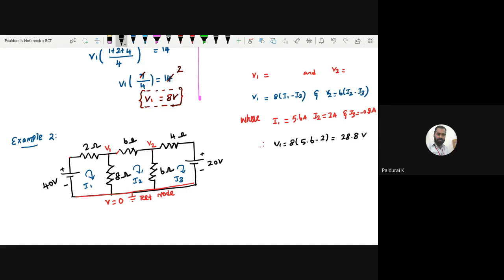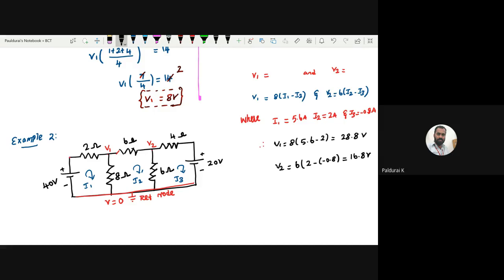28.8. Okay. What is V2? V2 equals 6 times (I2 minus I3), where I2 minus I3 is 2.8. So this time 6 times 2.8 is 16.8. Okay, so we found V1 and V2 simply by using mesh analysis.